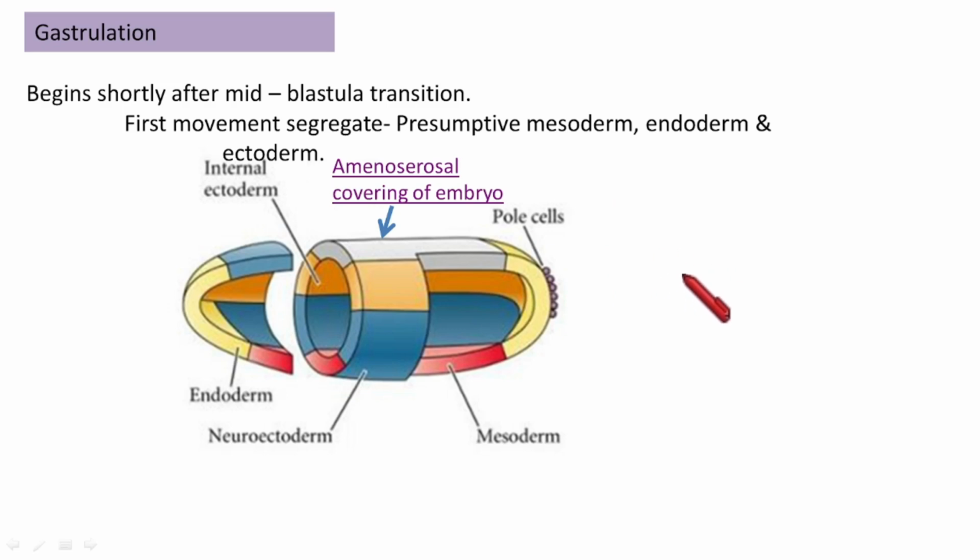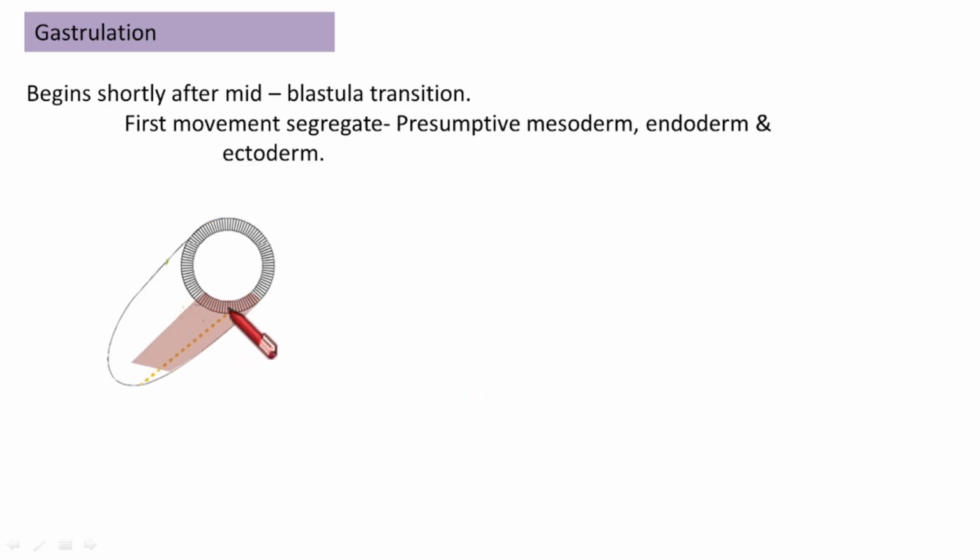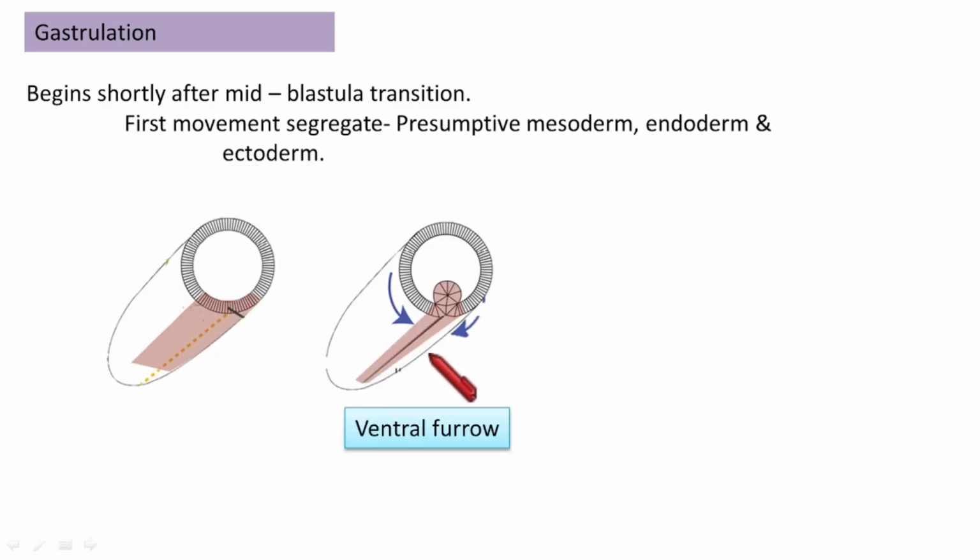So here I told you that this is the mesoderm. Around 1,000 cells of this mesoderm invaginate to form a furrow. These are the cells of the mesoderm. They get invaginated to form a furrow. Its name is ventral furrow. That mesoderm folds inwardly to form this ventral furrow.